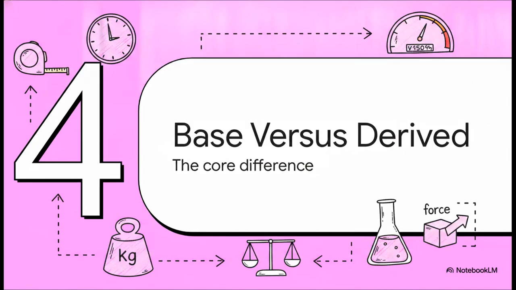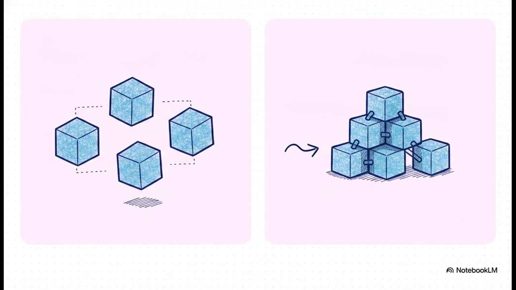Finally, Section 4, base versus derived units and the core difference between them. To summarize everything we've just covered so far, base units are fundamental and independent. They are your standalone starting blocks. Derived units, on the other hand, are the structures we build by combining those base units together.